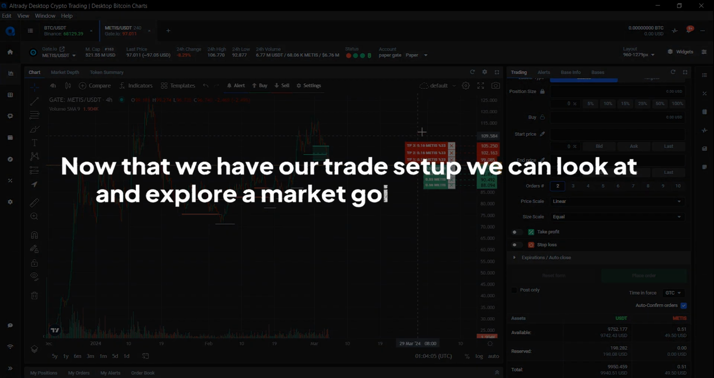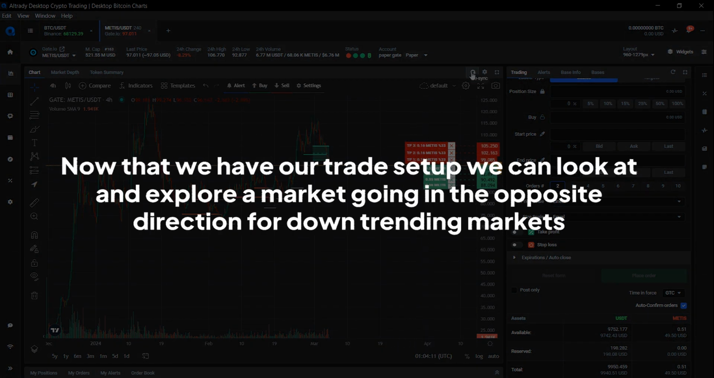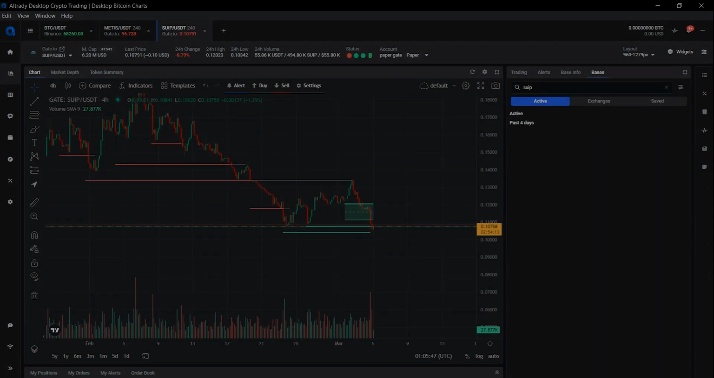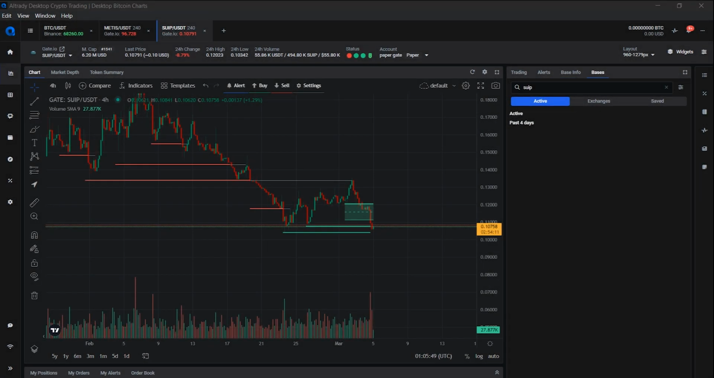Now that we have our trade set up, we can explore a market going in the opposite direction: downtrending markets. Let's delve into identifying and discussing base trading strategies for a market experiencing a downtrend. We'll use the bases widget to examine various markets, focusing on SUI/USDT on Gate in this instance, which exhibits a downward trend, aligning well with our strategy.